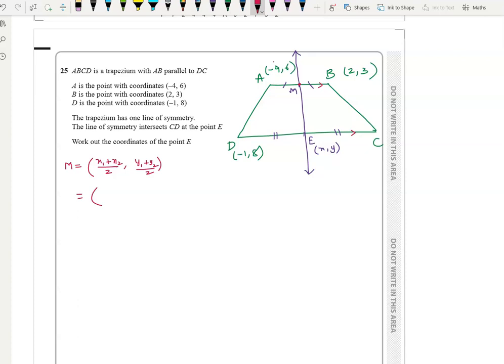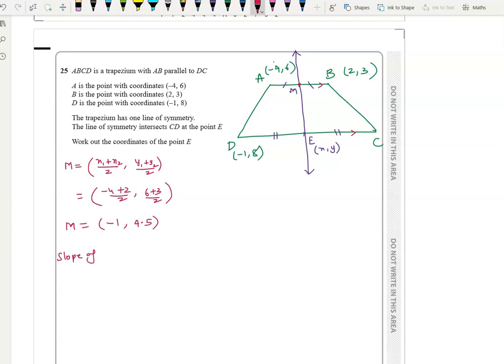So -4 plus 2 divide by 2, and the y coordinate is 6 plus 3 divide by 2. So your coordinates of point M will be -2 by 2, that is -1, and 9 divided by 2, that is 4.5. Now we can work out the slope of line AB.